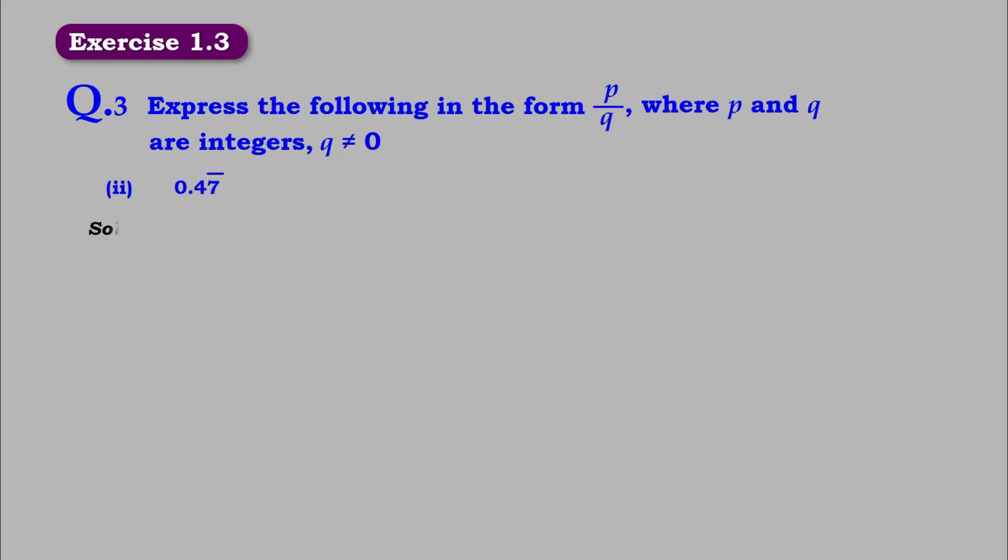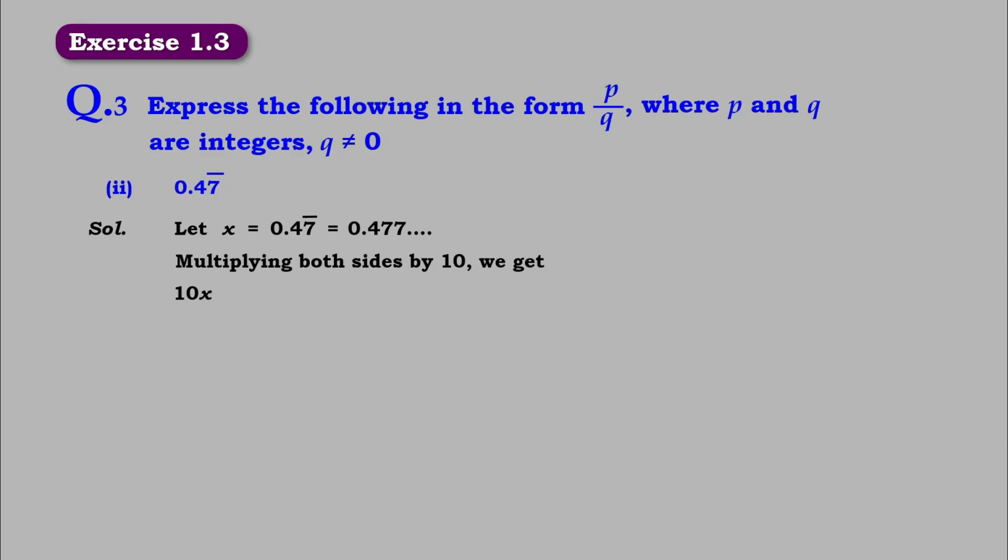Now let us take a look at another problem. 0.47 bar. Here, just on top of 7, there is a bar symbol. So that means 7 is repeating over here. So let us consider x equal to 0.47 bar. So that means 0.477 dot dot dot. Now since in this case also only one digit 7 is repeating, we are going to multiply both sides by 10. So we'll get 10x equal to 4.777 dot dot dot, that is equation number 1.